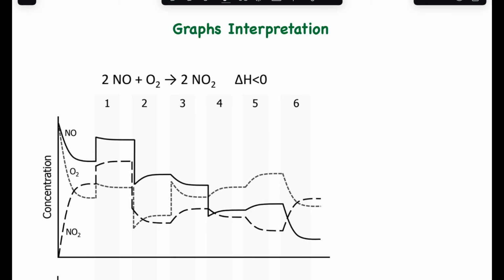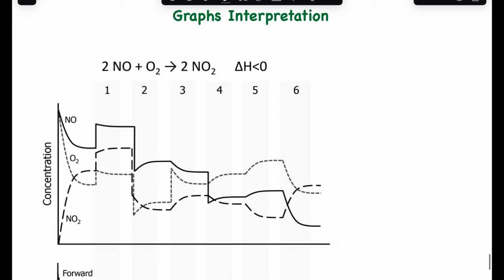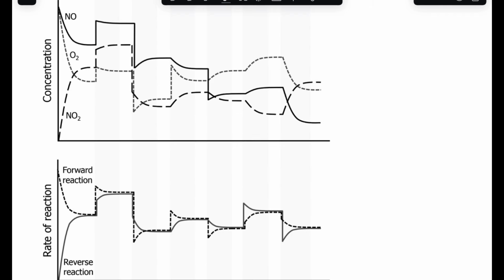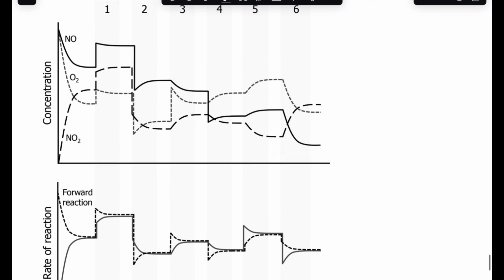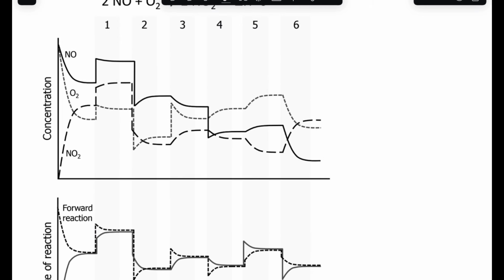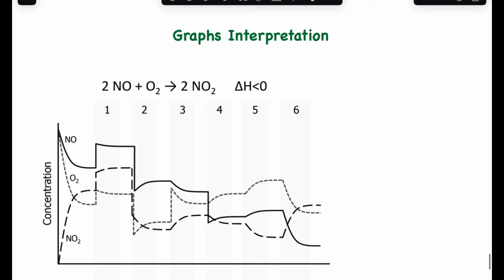Now we're going to look at the graph interpretation. We're going to look at the graph of concentration versus time and the reaction rate versus time graph. When all factors are changed, we're going to see how the temperature, concentration, and pressure are changed in both graphs. These two graphs mean the same thing, but this one is concentration and this one is rate of reaction. We're going to see how the factors change. Let's cut to the chase, guys.